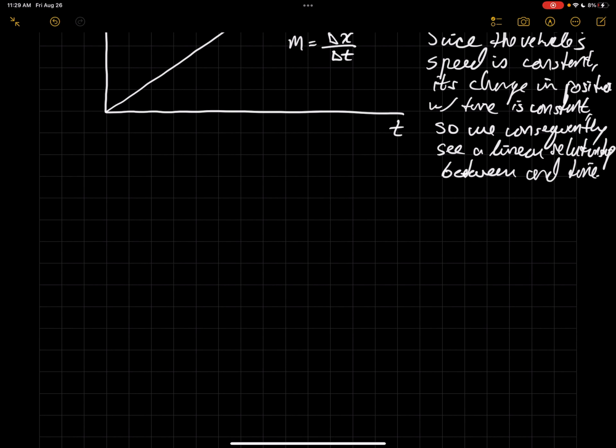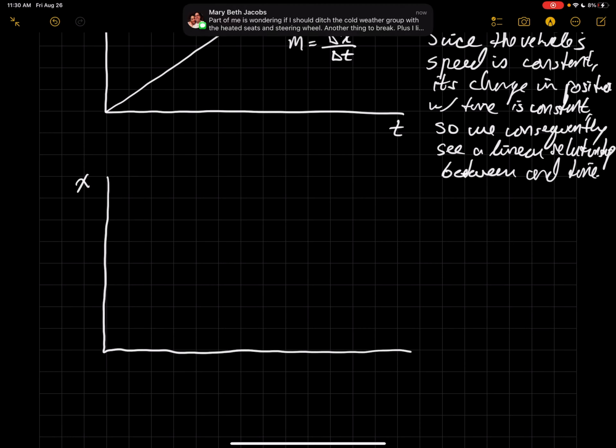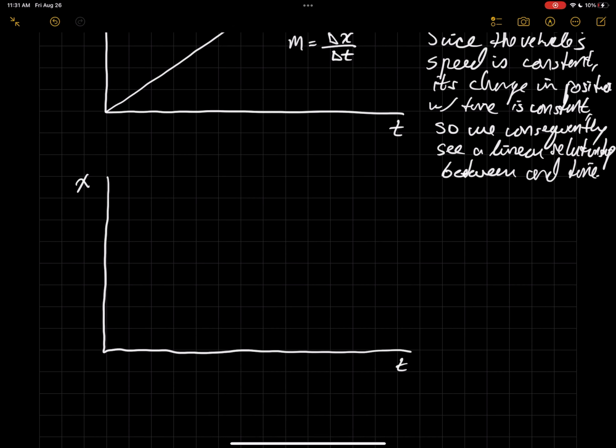But what if the speed of the vehicle, or to be more precise, what if the position of the vehicle x is a function of time, and the rate of change of that position is varying with time? We might get a curve that looks something like this, where we have accelerations and decelerations, but ultimately the vehicle is moving forward with some position x as a function of time.